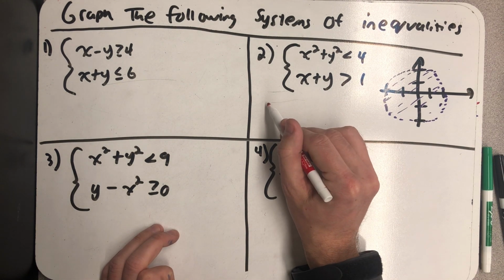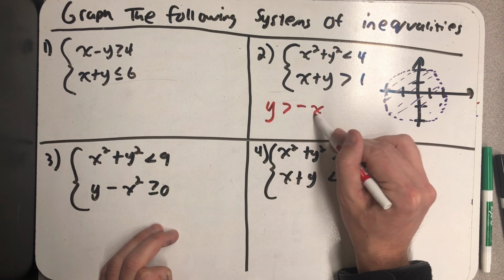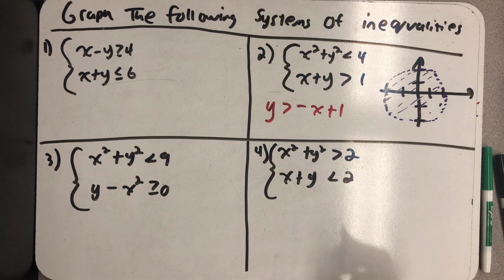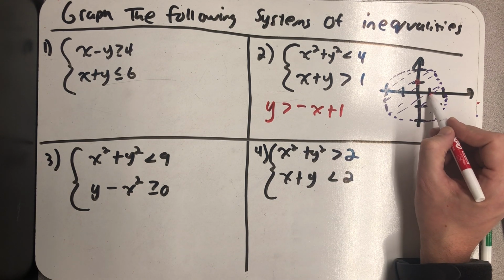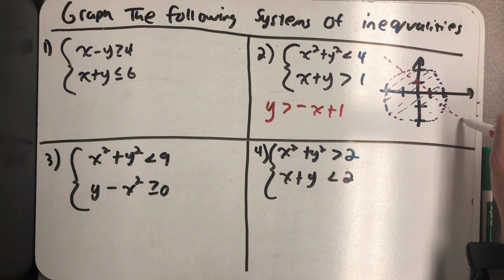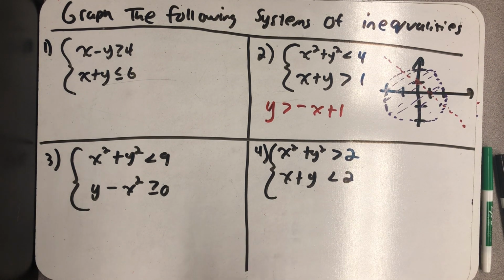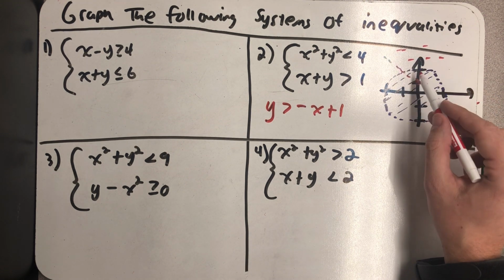And now I have a line. And I'm going to get y by itself. Y is larger than minus x plus 1. So it's a line with a y-intercept at 1 and a slope of minus 1. I need to draw it with a dotted line. And if I was to graph just this inequality, I'd be shading the things above the line.